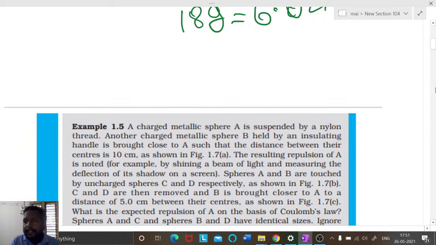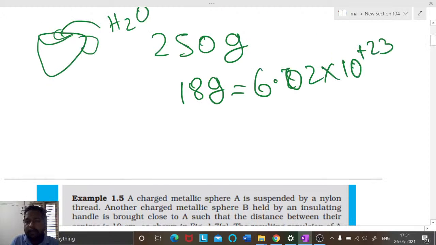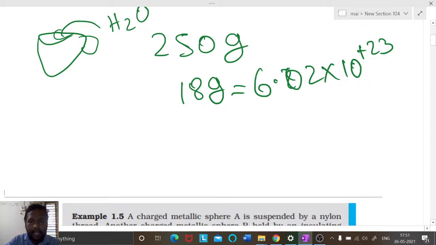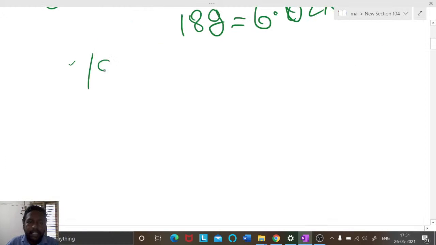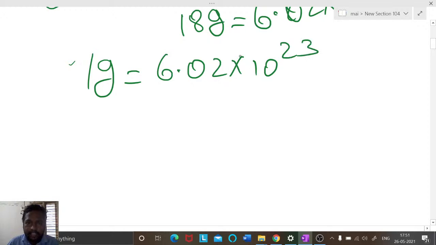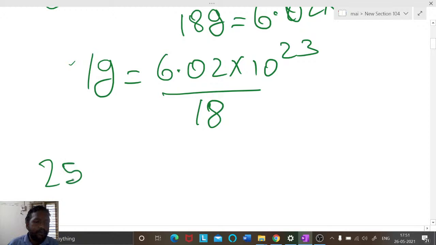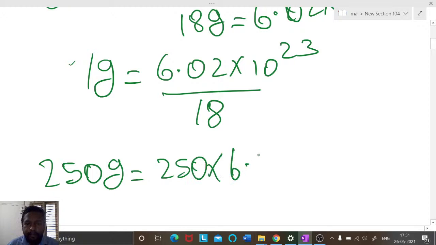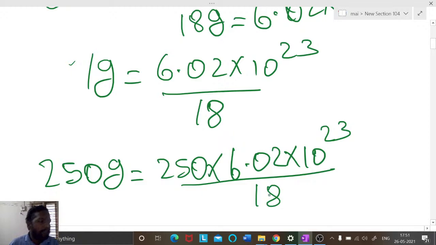Now see here, in 1 gram of water, it's going to be 6.02 into 10 power 23, the Avogadro number, divided by 18. This many molecules are there in 1 gram of substance. Actually we want 250 gram of substance. How many molecules will be there? So 250 gram is going to be 250 into 6.02 into 10 power 23 divided by 18. This much will be there in 250 gram of substance.